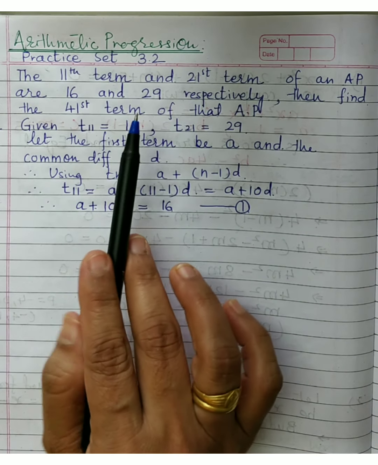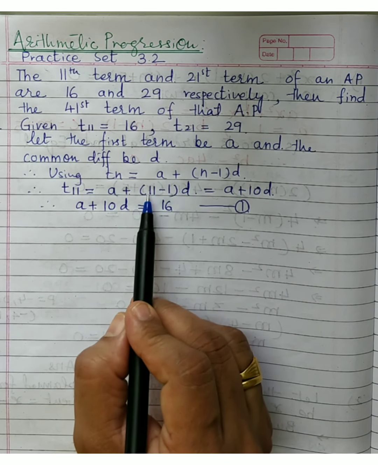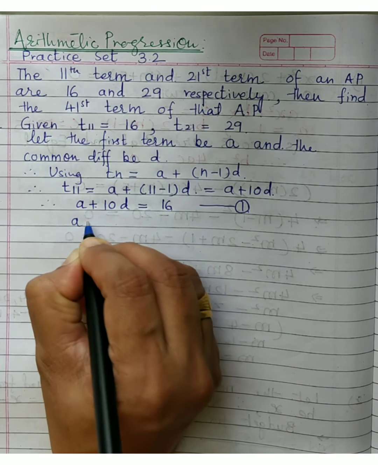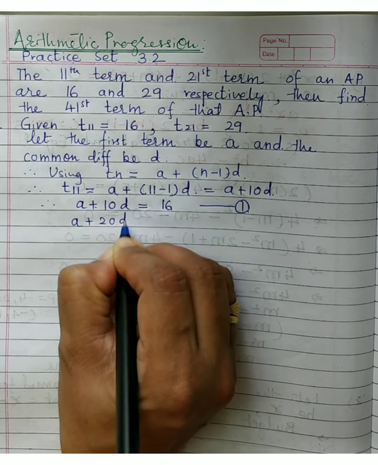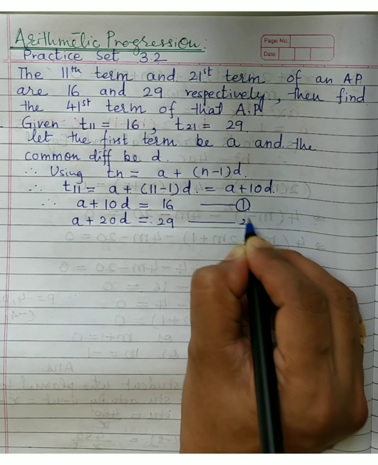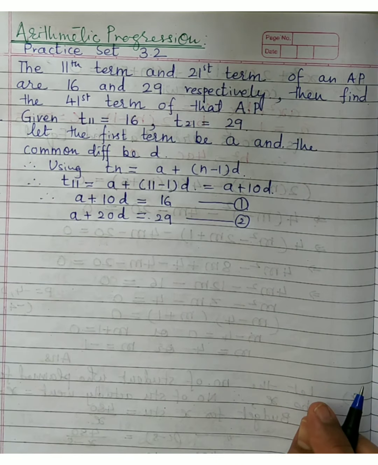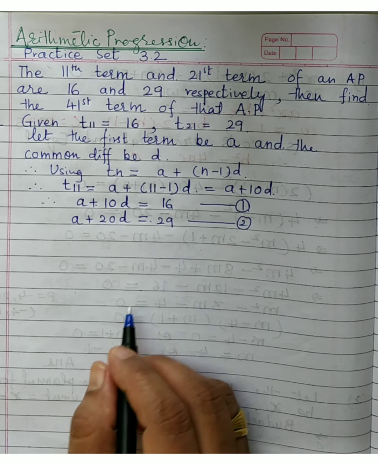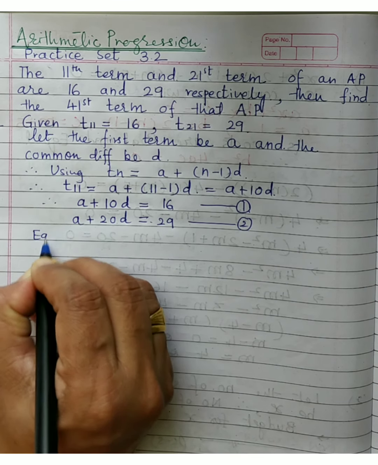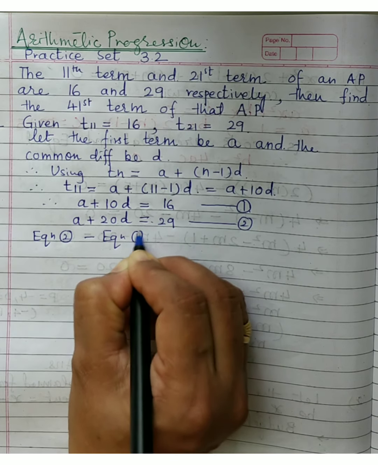Similarly, if you want to write the equation for the 21st term, which is equal to 29, what will happen? 21 minus 1 will give you 20. So this equation comes as A plus 20D is equal to 29. Right? Now these two equations, if you observe, are two simultaneous equations in the terms A and D, right? So we will solve them. Equation 2 minus equation 1 will be easier for us.